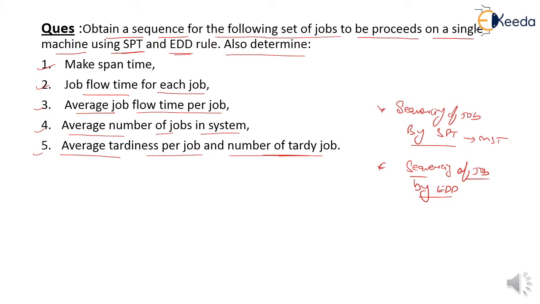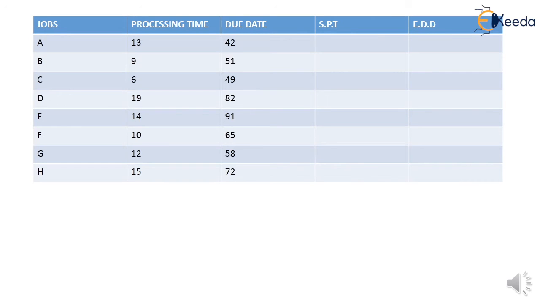Then similar processes follow. First of all, find out the make span time and job flow time for each job and average number of jobs in system, and so on. So let's start to solve this question. This table is given in this question. In this table, the jobs corresponding to processing time and due date are given. Let's take the processing time in minutes and the due date is also taken in minutes.